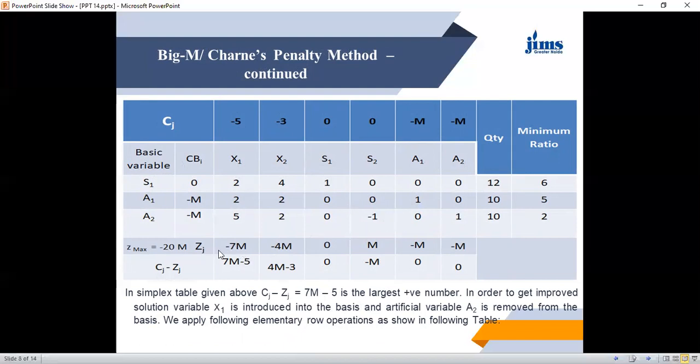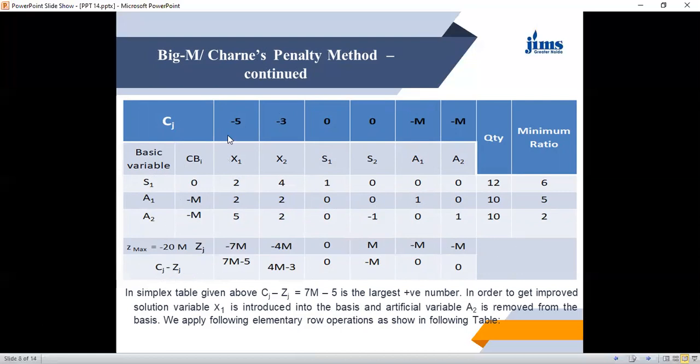Then the next operation is we calculate the Zj. Zj will be equal to, in the first column, 2 into 0, 0, 2 into -m, -2m, 5 into -m, -5m, so -2m, -5m is equal to -7m. So we first multiply all the values with the cost of each component and then add up. For the next column, 4 into 0, 0, 2 into -m, -2m, 2 into -m, -2m, so this is -4m. Similarly, we add up all these things.